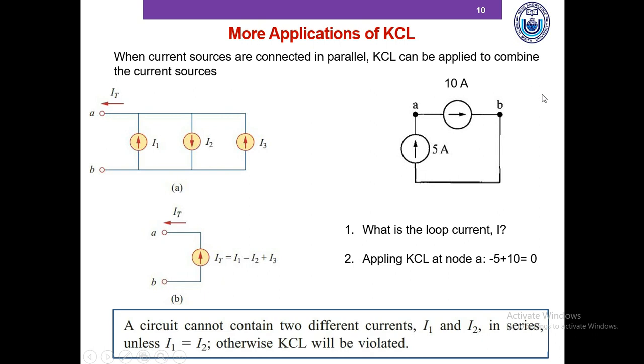A further proof of this is that if we apply KCL at node A here, we see that 5 ampere current is coming and 10 ampere current is leaving, which means the left hand side does not equal the right hand side, which means the circuit violates KCL. That means the circuit is in fact an invalid circuit.